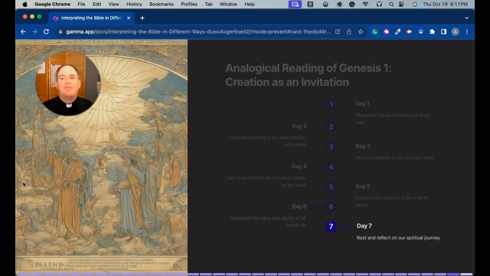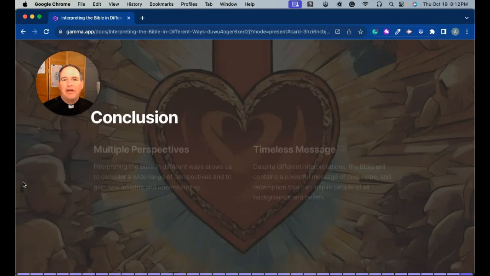And the 7th is the importance of rest and reflection to lead the spiritual life and to just live as healthy human beings. So it's not the only way to read the creation story of Genesis 1, but it's one analogy you can make, using the days as a guide for how to live your life.